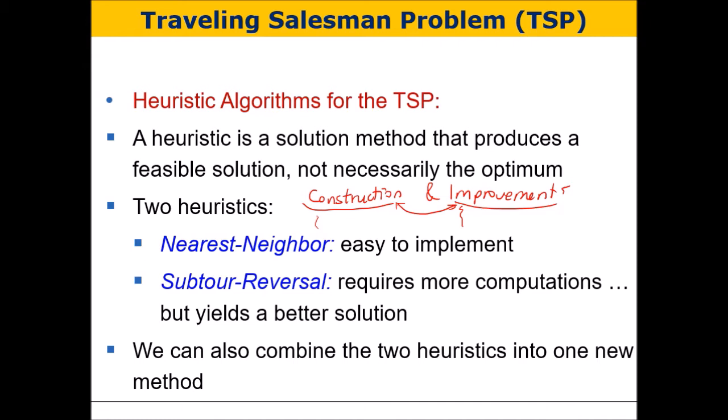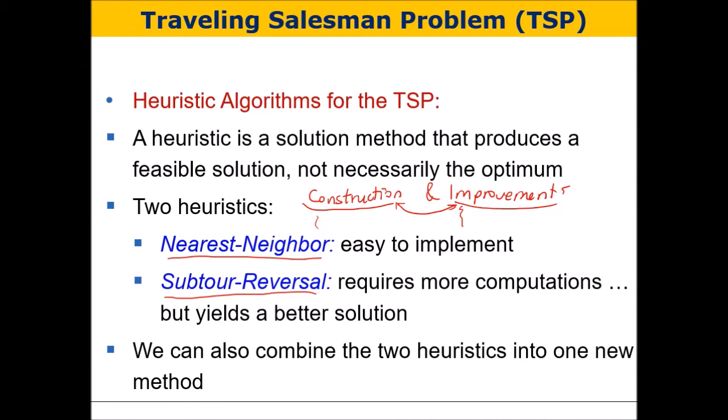So in this lecture, we are going to see one construction heuristic, which is named the nearest neighborhood heuristic, and we will see one improvement heuristic, which is named the subtour reversal heuristic. We will just see these two algorithms, but as I said, there are many different algorithms, and the number of algorithms is limited by your imagination. So you yourself can develop your own algorithm to solve this problem as well.